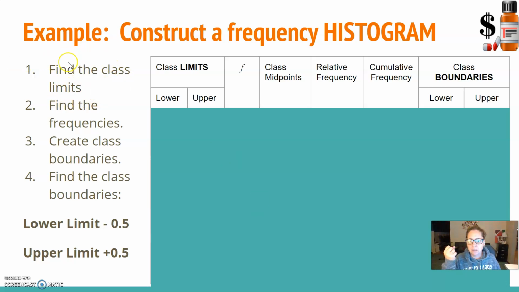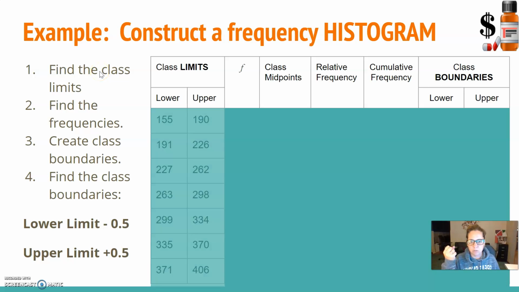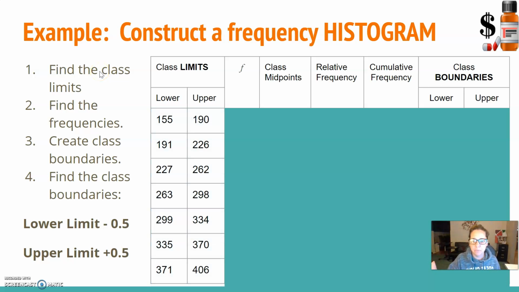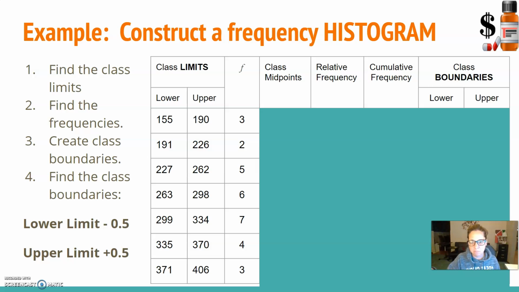So first we're going to find the class limits. We're going to look at those. We already have those. We found them a minute ago. Then find the frequencies, which we used a tally mark chart to help us find a minute ago. Then to find the class boundaries, we take each of these lower limits and we back it up, or subtract 0.5, and we take each of the upper limits and we bump it up, or add 0.5. So we're going to take 155 minus a half, and we get 154.5. And we're going to take 190 plus a half, and we get 190.5.